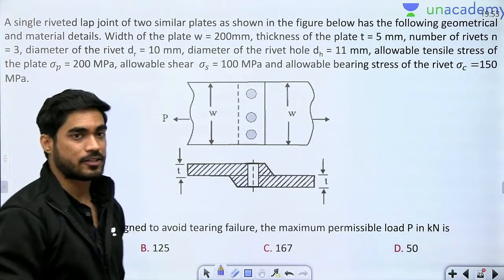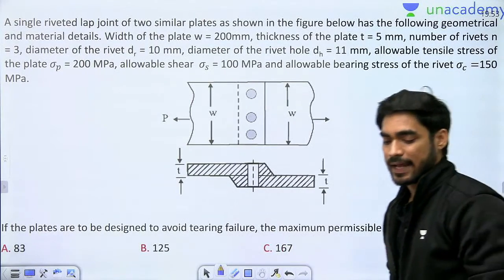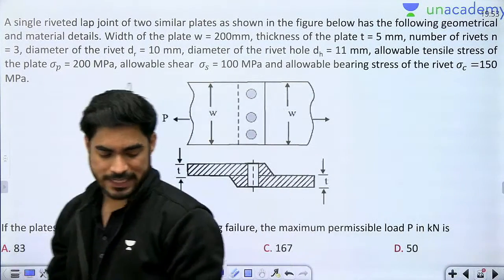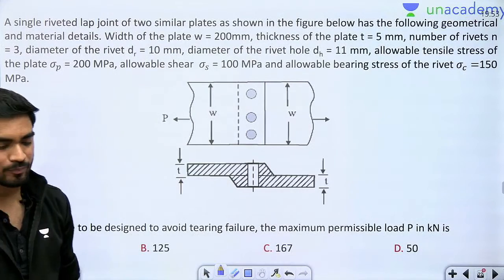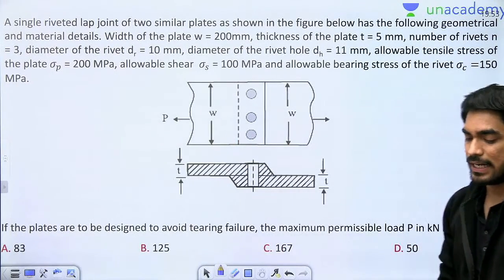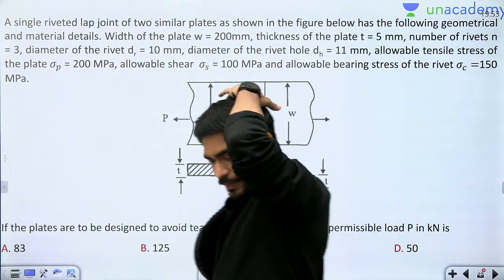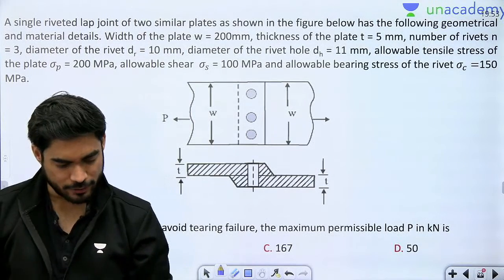Now you calculate PT. Tearing failure of the plate has to be avoided. What will be the maximum applicable load? Same data, but this time you need to find PT. Use the same data, but this time calculate PT. What will be PT?